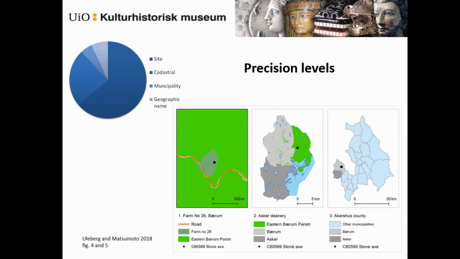And you can see here some examples of the site placed within the farm boundaries, the cadastral unit, and then it's a church unit, the Asker Deanery, to the East and Bærum parish, and then the municipality and the county. And of course, with data like this, it wouldn't make any sense in presenting it as a precision level plus minus a number of meters, 1,000 meters, 10,000 meters, because it's an irregular polygon. That is, within that irregular polygon the site might be.